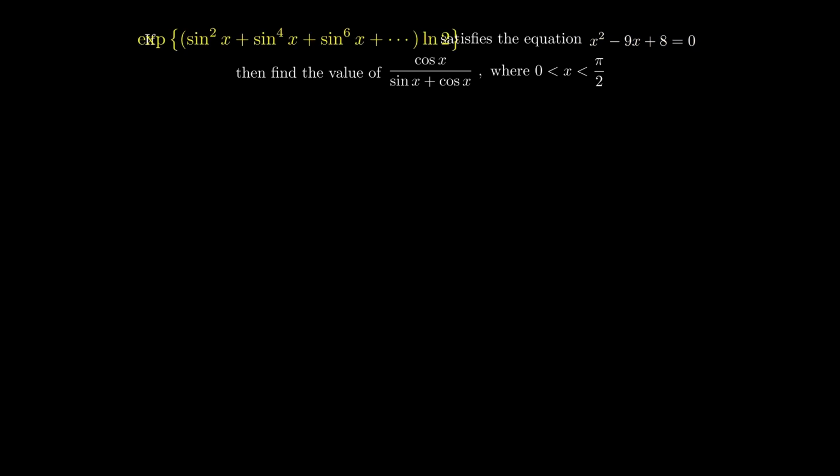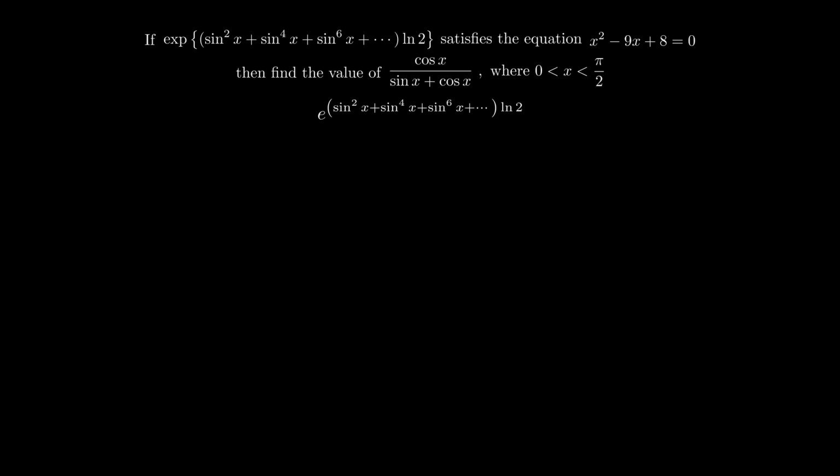You see, this exponential term satisfies this quadratic equation here. Or in other words, the exponential term is a solution to this quadratic equation. And we need to find out the value of this expression where x lies between 0 and pi by 2. First, we see the expression we are given looks like this. That's a bit complex, but don't worry, we'll break it down step by step.